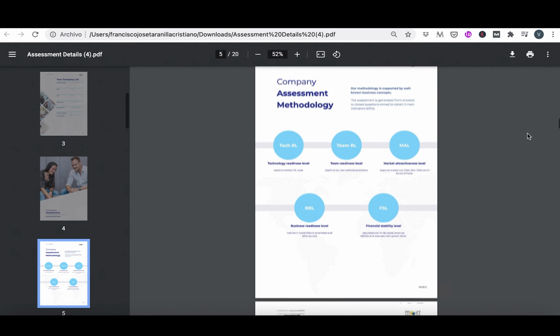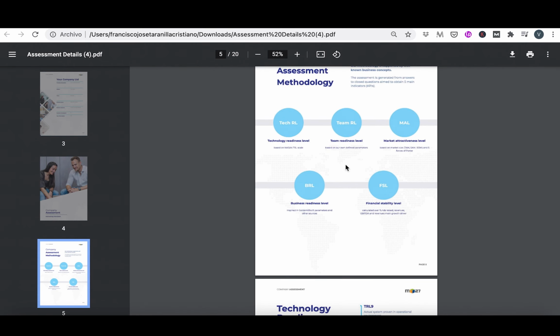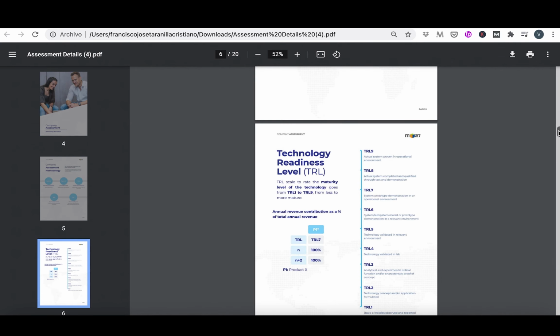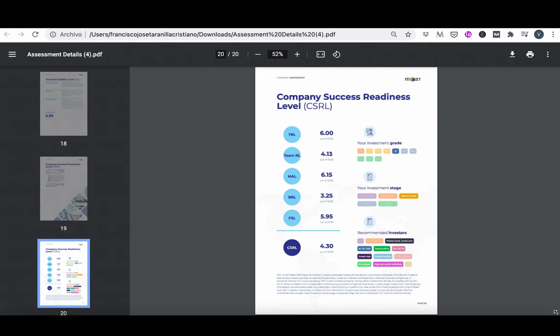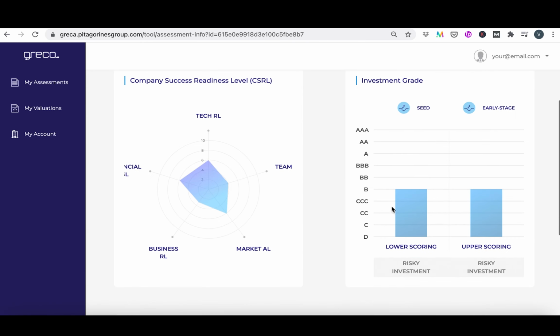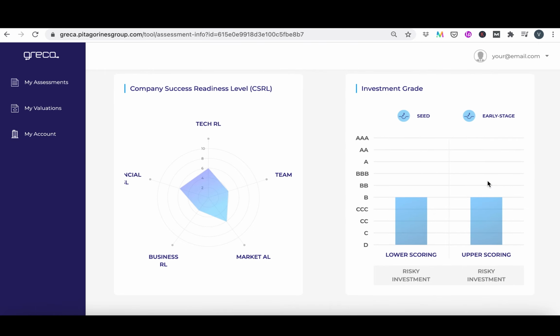With the analysis of all the aspects that we saw in the questionnaire. And at the end of it, a summary of all of them, together with the investment grade and the company success readiness level that have been assigned to us. Remember that on the GRECA platform, only projects that received at least an investment grade of B will be accepted. If this is not the case, the projects will be considered too early to access private investment.